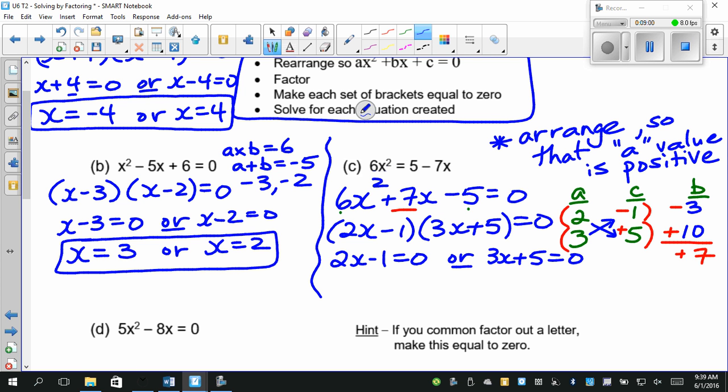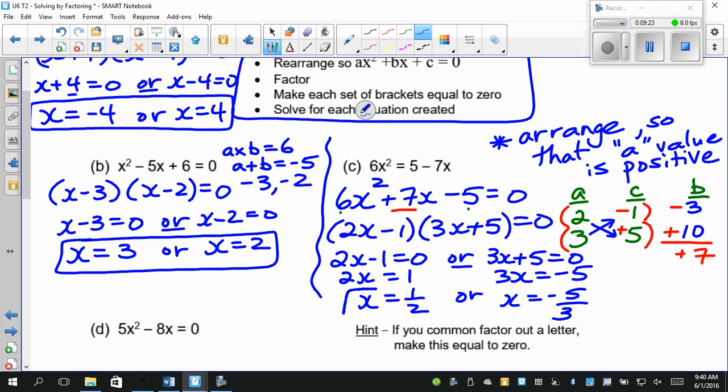Okay, so there's an extra step now when we solve these, because we're going to get 2x equals 1, so x equals 1 half when we divide by 2, or on this side we get 3x equals negative 5, so x is equal to negative 5 over 3. So those are the two possible answers for that.